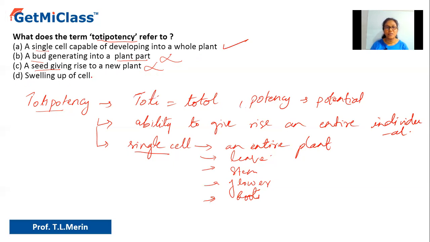Then swelling up of the cell is not totipotency. Instead, you can call it a turgid cell, or turgidity. So this is also wrong. So what is the correct option? The correct option is option A. The word totipotency means that a single cell is capable of developing into a whole plant. So option A is the correct answer.